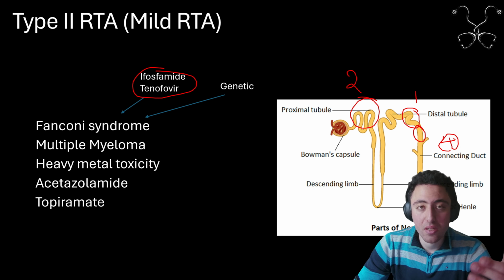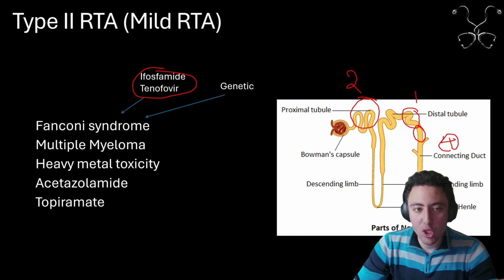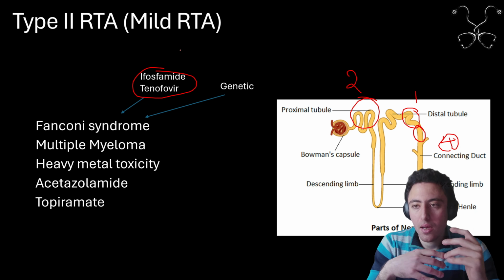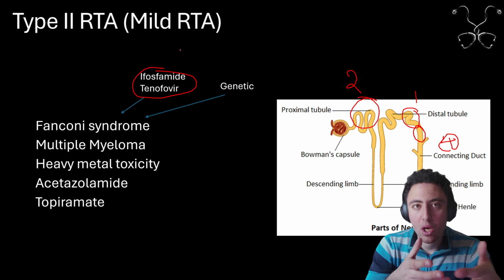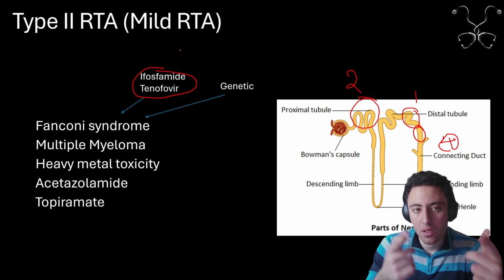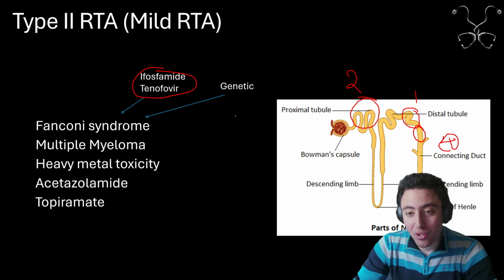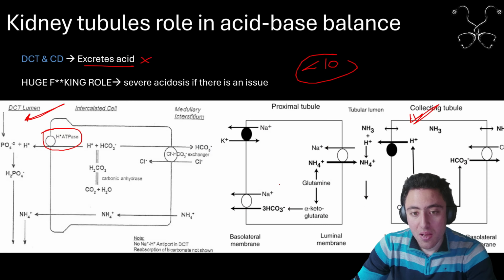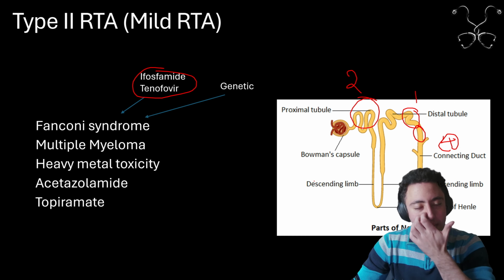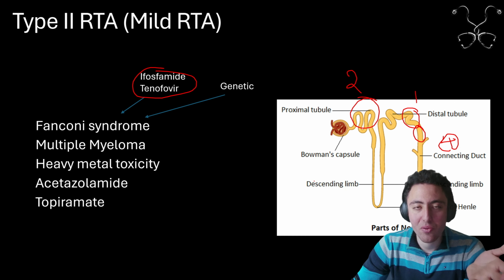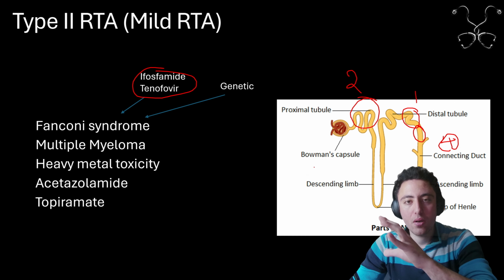Heavy metal toxicity like mercury or cadmium. If a patient was exposed to mercury or cadmium and he presents with symptoms of type 2 RTA, or abnormal bicarbonate or metabolic acidosis with a normal gap, you should think quickly type 2 RTA. Acetazolamide. Acetazolamide is an inhibitor of that nice carbonic anhydrase enzyme that we talked about in the previous slide. So it inhibits it. Basically, it's a cause of RTA because we inhibit the reabsorption of bicarbonate.